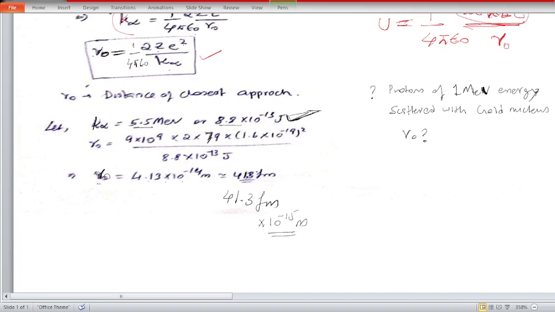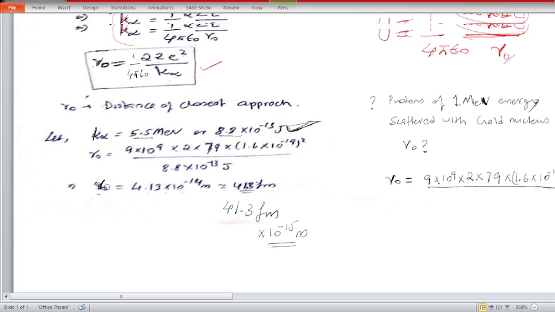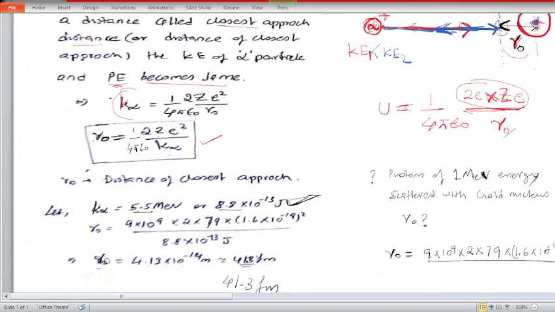That is the question. With the same expression, you will have R0 equal to 1 by 4 pi epsilon 0, that is 9 into 10 raised to 9, then 2 times z e square, that is 2 into z is 79, e square is 1.6 into 10 raised to minus 19 square, divided by the energy. All these things are the same, only the energy will be different. In the previous case we had 5.5 mega electron volts. Instead, we will have energy of 1 mega electron volt. You substitute that here in joules, then you will get the answer.